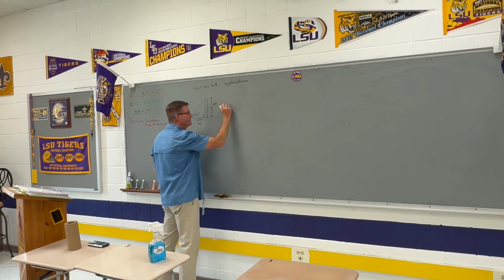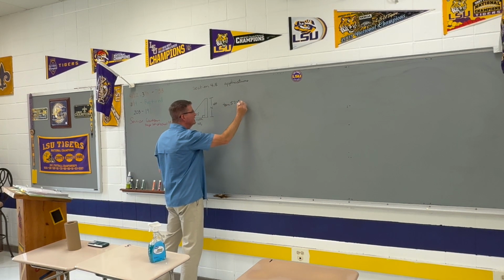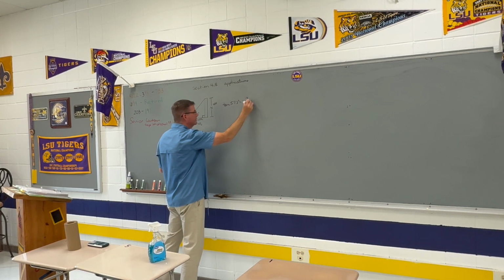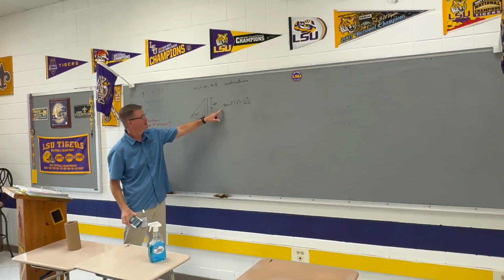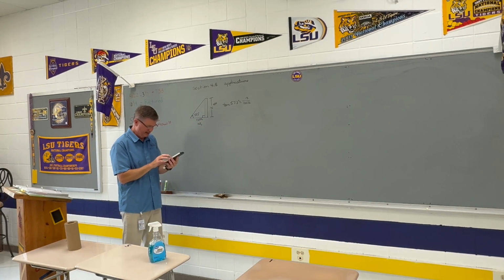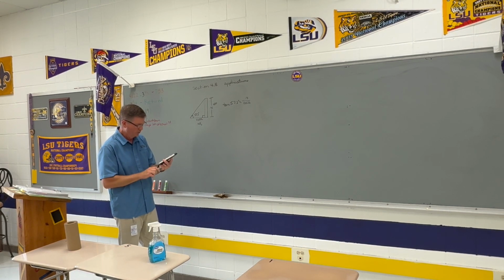So I'm going to say that the tangent of 57.2 degrees is equal to opposite x over adjacent 125 feet. Now we're going to find our decimal approximation of tangent of 57.2. Tangent of 57.2 gives me 1.5517.